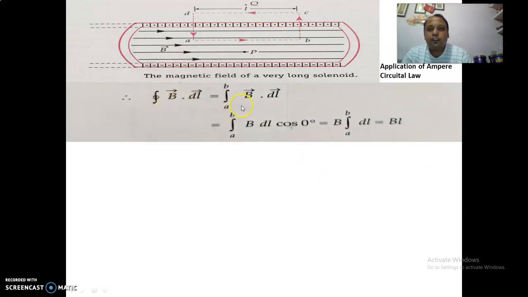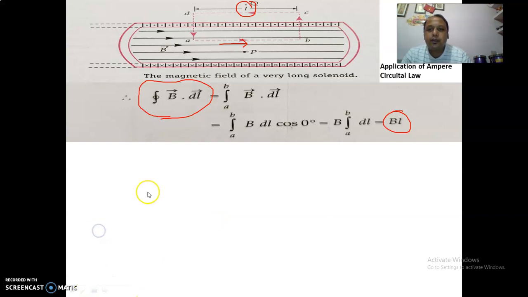So we are left with the first term, which is integration B dot dl for this region, where the direction of the magnetic field and the direction of dl are both the same from A to B. So B dl cos 0 is B dl, and B comes out of the integration of dl. Now from A to B, the length is mentioned as L, so we write integration dl to be L. So we get the result BL. That is the left hand side of the Ampere's circuital law, mathematically given by BL here. Right?